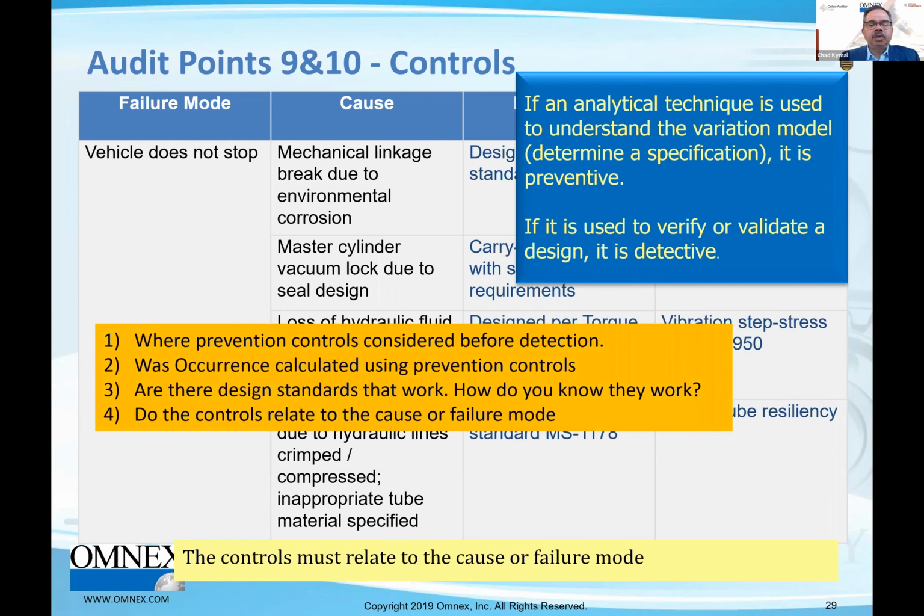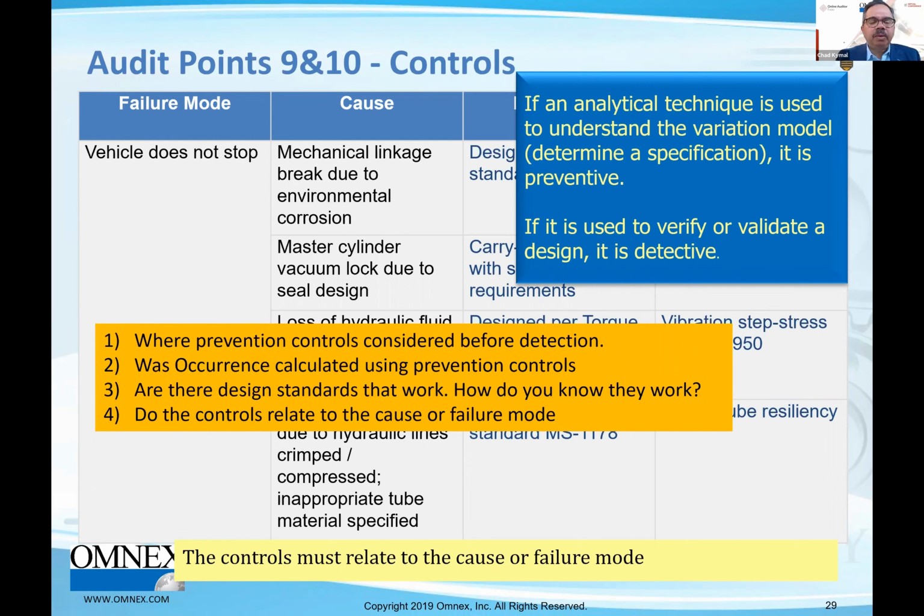Were prevention controls considered before you came up with the detection numbers? Before detection, detection controls here, okay? Was occurrence calculated using prevention controls? When you do occurrence, you look at the cause and the prevention. Are there design standards? So our whole idea of prevention here, you can have a lot of design standards that ensure that the specification is done correctly.